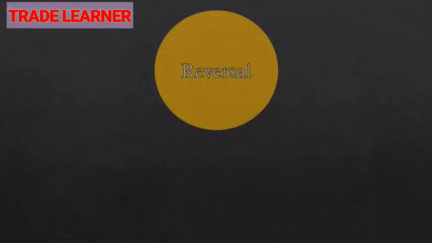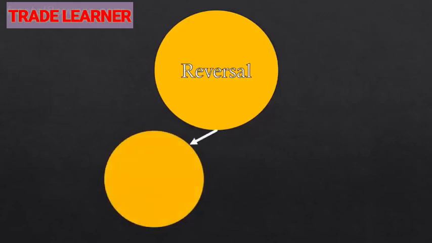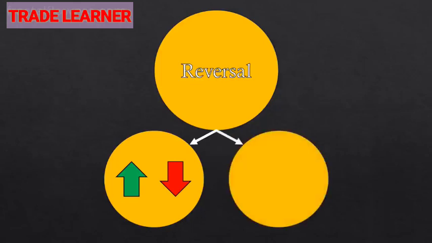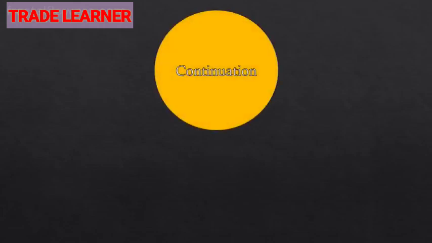Reversal chart patterns indicate that price will go in the opposite direction after the pattern is formed. For example, if price is going up and a reversal chart pattern appears, it means that price will go down after the pattern. The opposite is also true, of course. If price is going down and a reversal chart pattern appears, it means that price will go up after the pattern.